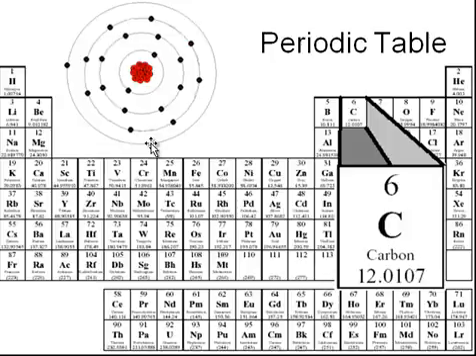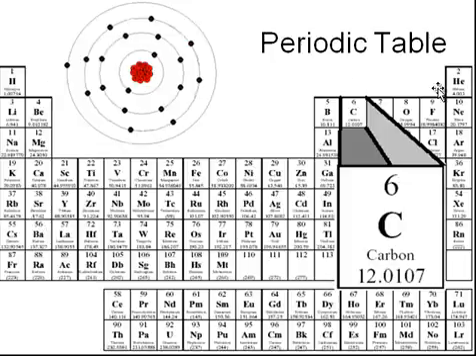As it is, he's pretty upset. He's unbalanced. Look at neon here, though. Neon has 10. 1, 2, 3, 4, 5, 6, 7, 8, 9, 10. Neon has a full outer shell. Neon's not going to make a deal with anybody. He's happy. He's got that full outer shell. He's like, leave me alone. But these guys, they want to get rid of 1 electron. These guys want to get rid of 2 electrons.